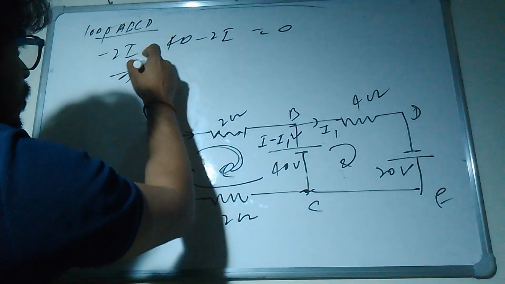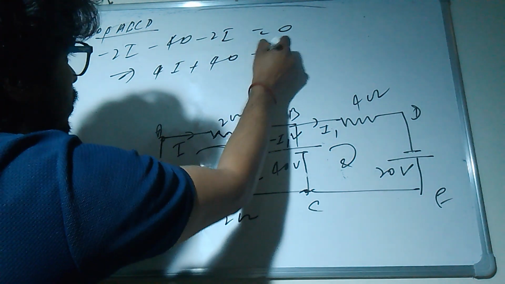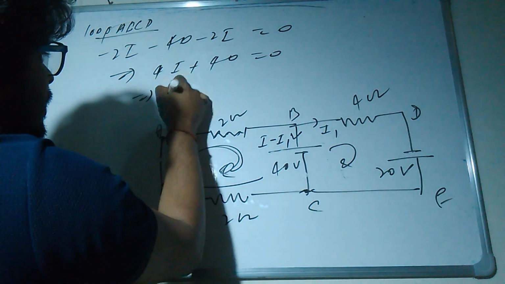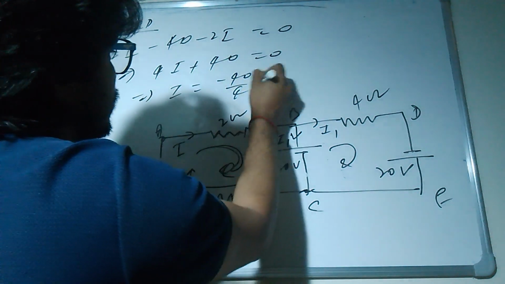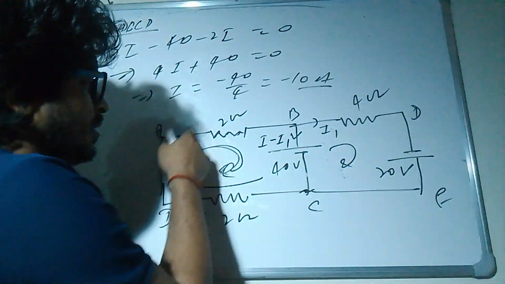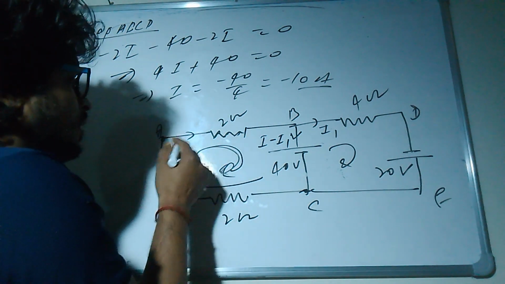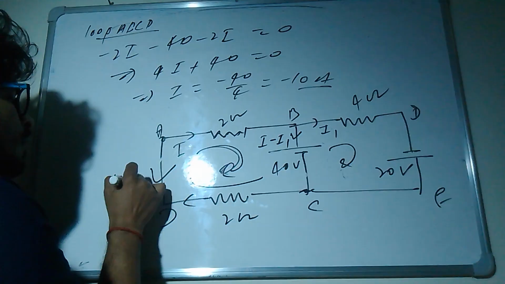So what is this? 2 plus 2I, 4I plus 40 equal to 0. So basically what is coming? I is coming minus of 40 divided by 4. So this is minus 10 ampere. Why is this coming minus 10 ampere? It shows that whatever direction we took was a wrong assumption. So basically the actual current will flow in this direction, and therefore the value will be 10 ampere.